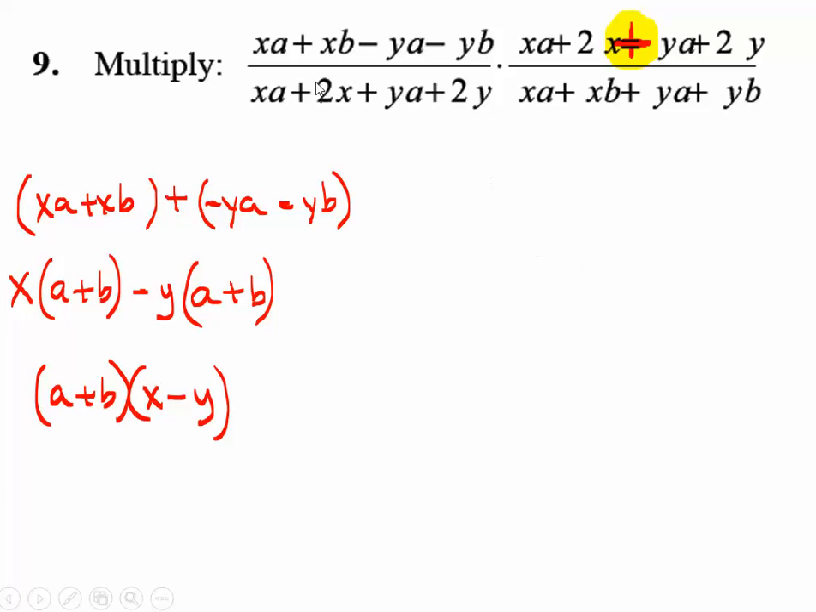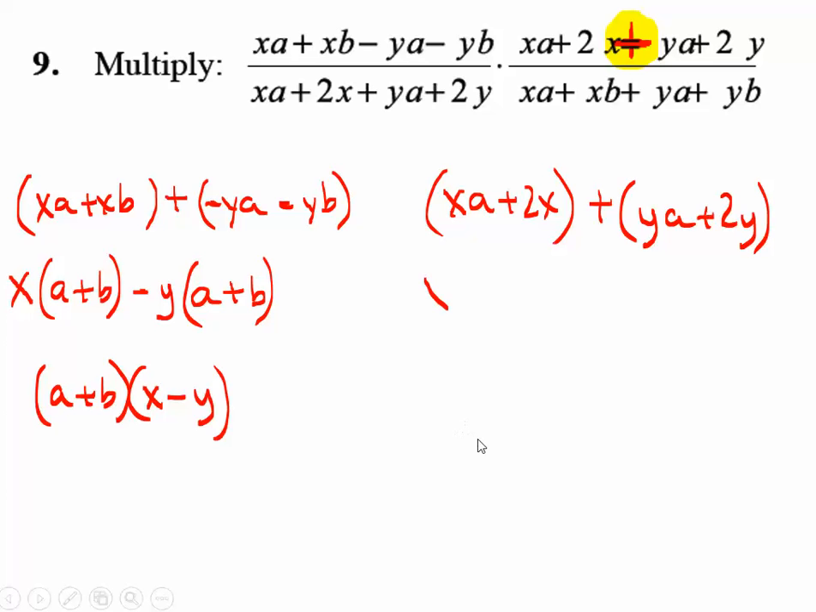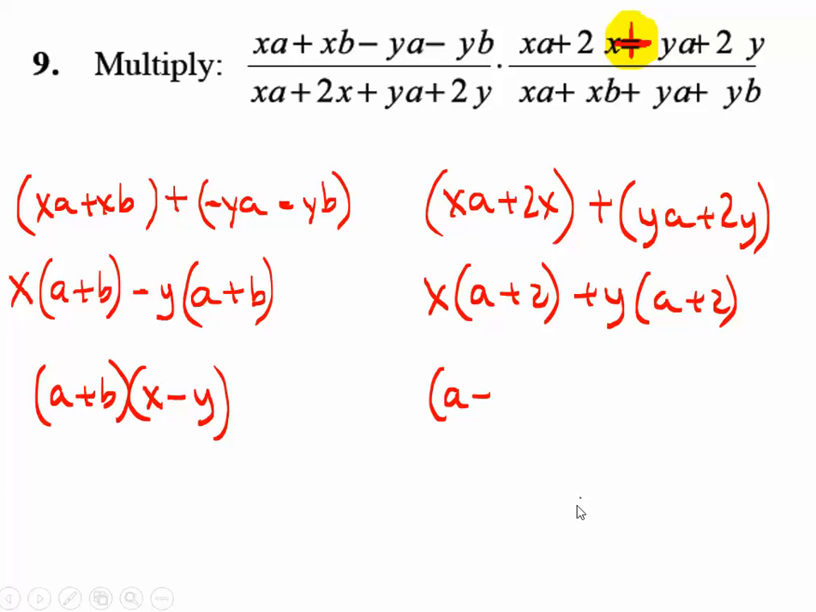All right, taking the denominator now, and doing the exact same thing here, putting the first two terms inside one parenthesis, last two terms in another. Factoring out the x leaves us with a plus 2. Factoring out the y leaves us with a plus 2. Factoring out the a plus 2 then leaves us with x plus y. So there's my first fraction. I have factored this one. Again, you can try this right here. Try to factor that one by yourself before I do it.